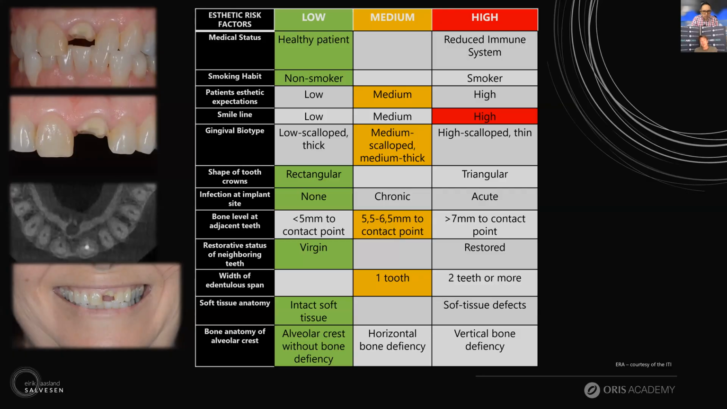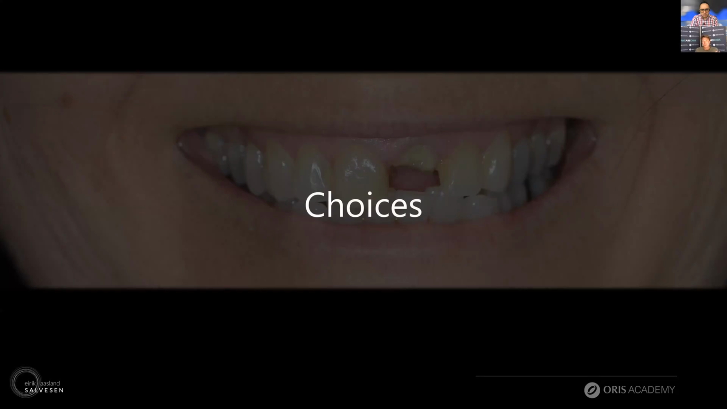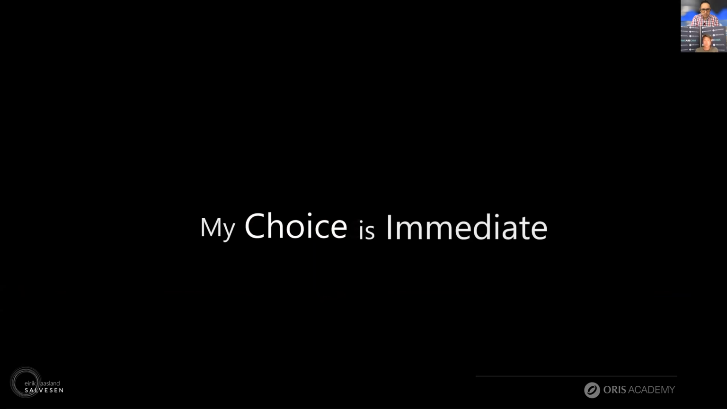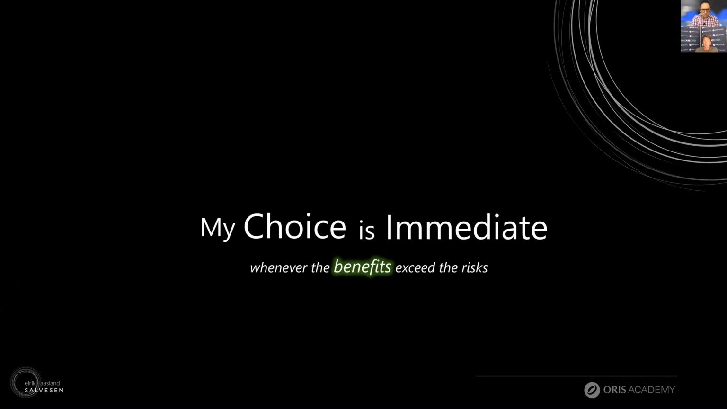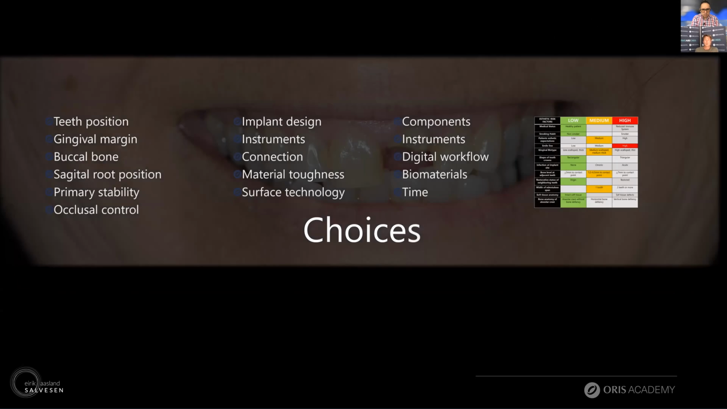So by all these analyses, which you systematically do on all the cases you have every day, not just one, you get to make choices. And my choice is always immediate whenever the benefits exceed the risks. So with my colleague now, it's Monday morning, we've checked out everything, and I said, hey, you're a candidate for this, and I think the best treatment I can provide you with is to go for an immediate procedure.